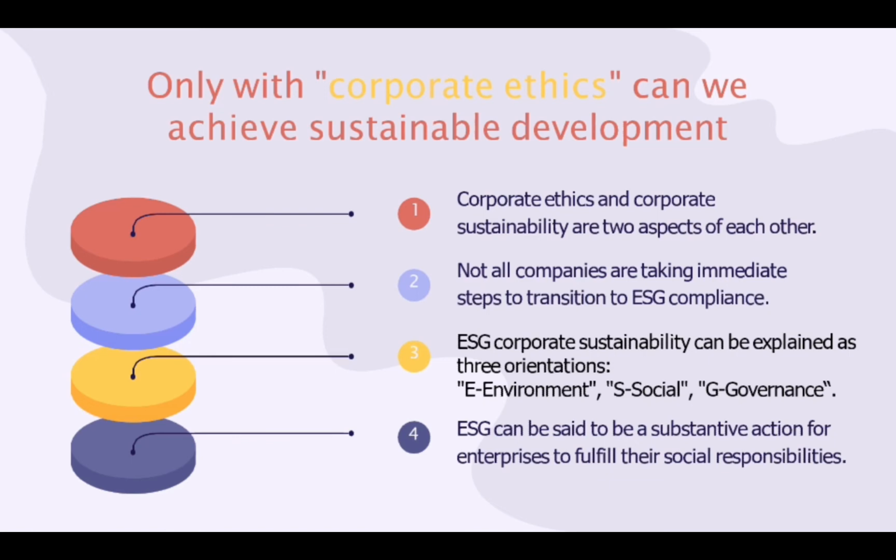ESG corporate sustainability can be explained as three orientations: E, which is environment; S, which is social; G, which is governance. ESG can be said to be a substantive action for enterprises to fulfill their social responsibilities, so that enterprises have a direction to implement. E, environment.